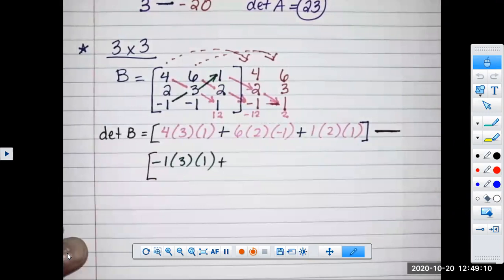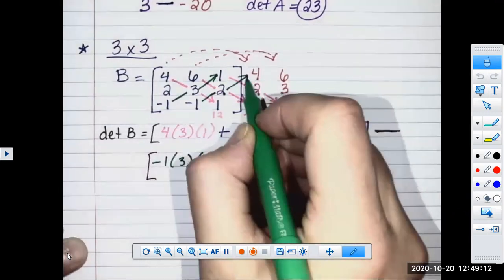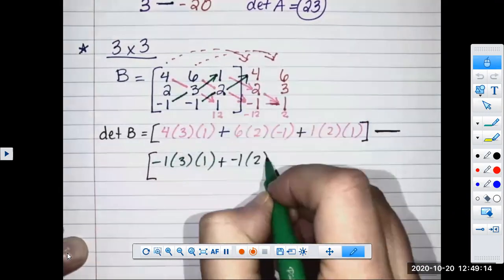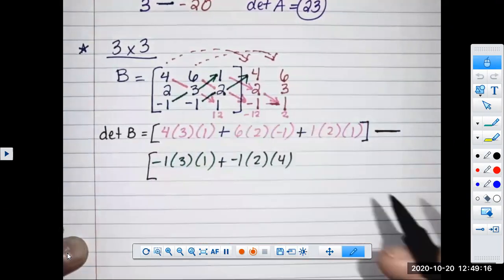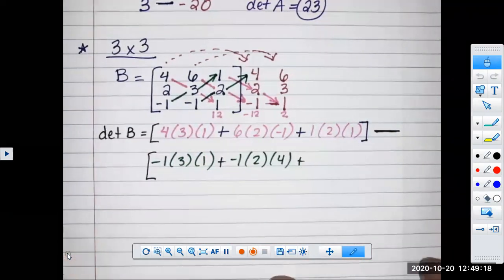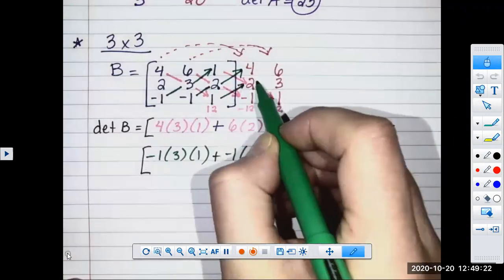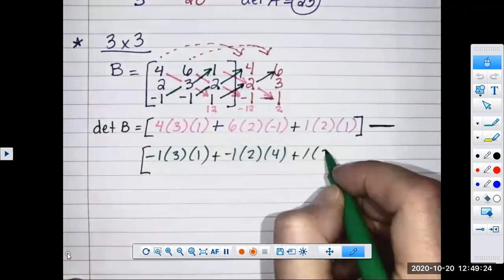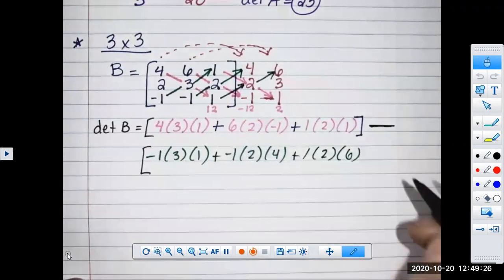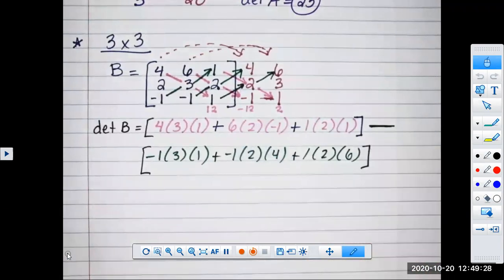Okay, negative 1 to 2 to 4. And then 1, 2 to 6. Yes. So I'm like that.